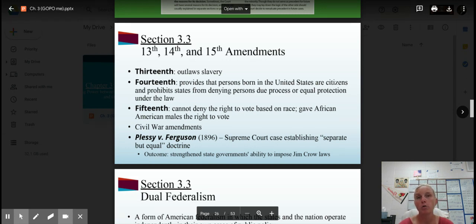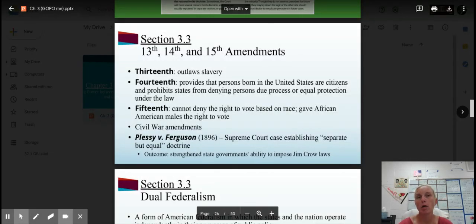The 13th, 14th, and 15th Amendments are the Civil War amendments. So the 13th abolished slavery, the 14th, which is definitely the most important amendment in the U.S. Constitution, and we'll see that throughout the entire class, says if you were born in the United States, or naturalized, you are a citizen of the United States, and you have due process and equal protection under the law. Due process means if you ever get in trouble, you have the right to defend yourself and get a trial and all that kind of stuff to make sure that you can prove your innocence.